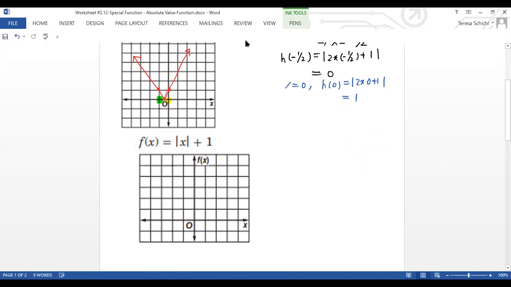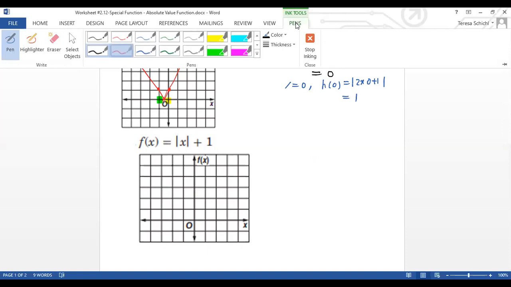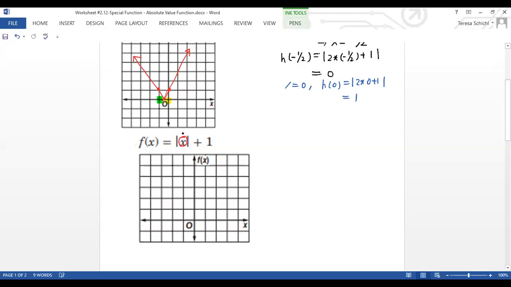Okay, let's try one more time. So this is f of x equal to the absolute value of x plus 1. So I need to find the corner point. Okay, so the corner point here is, solve this one equal to 0, correct? Okay, so that means x equal to 0. So x equal to 0 is the corner point.